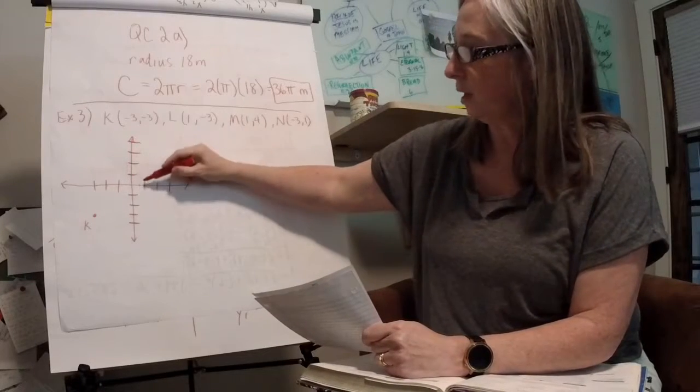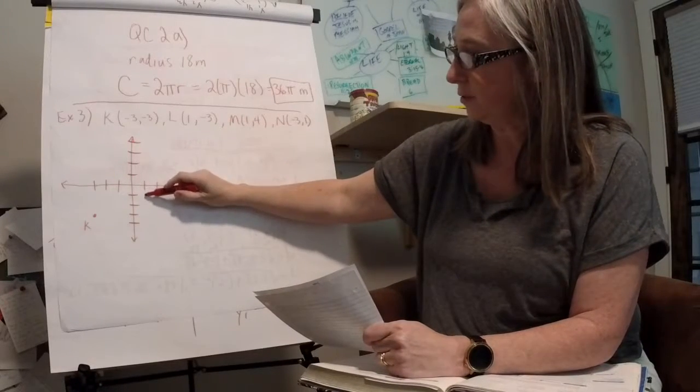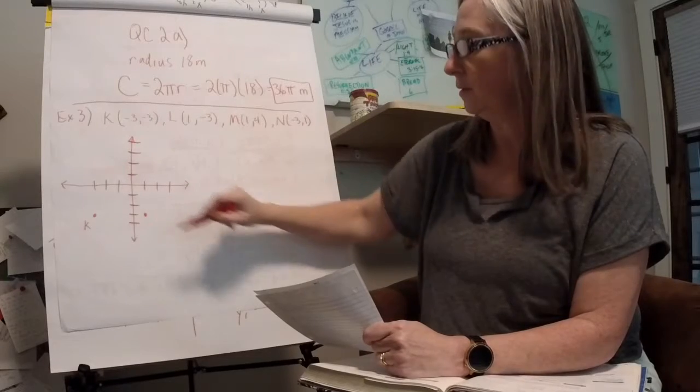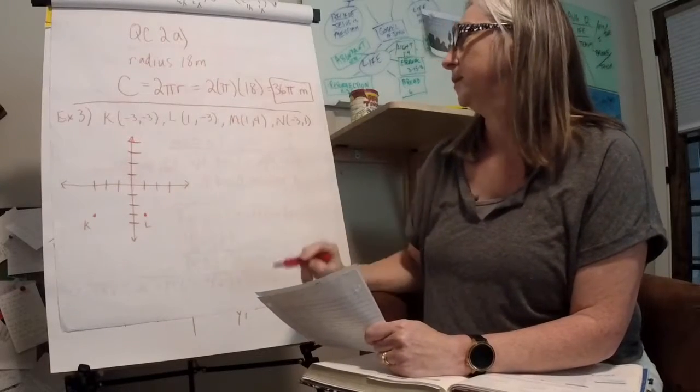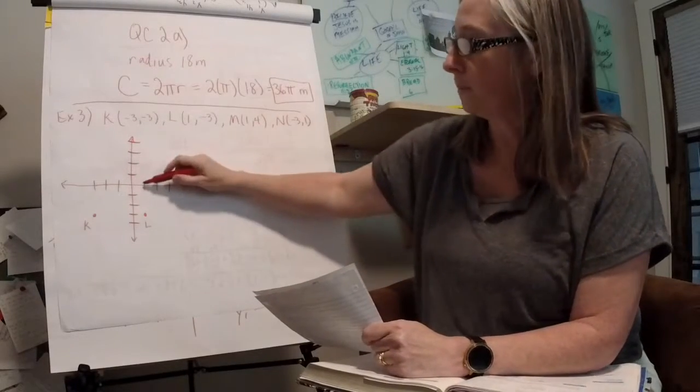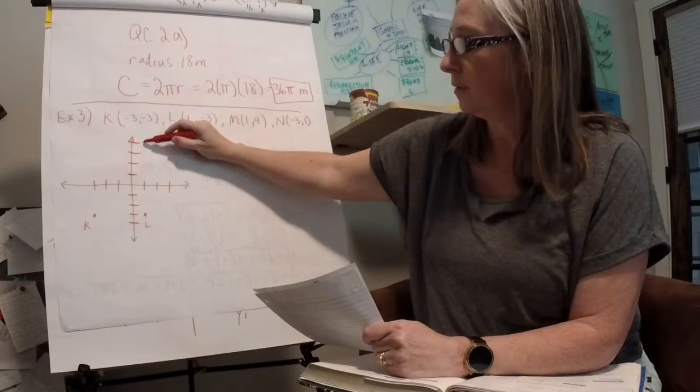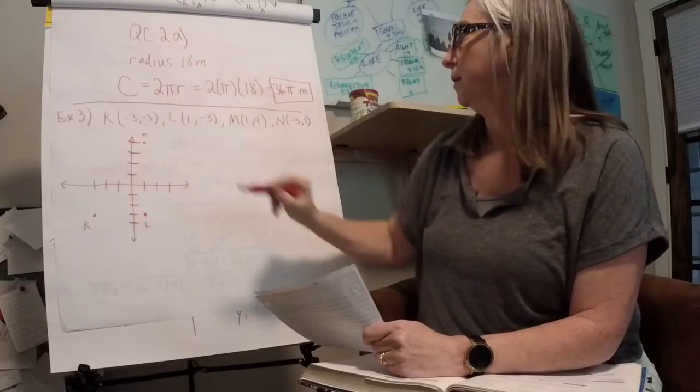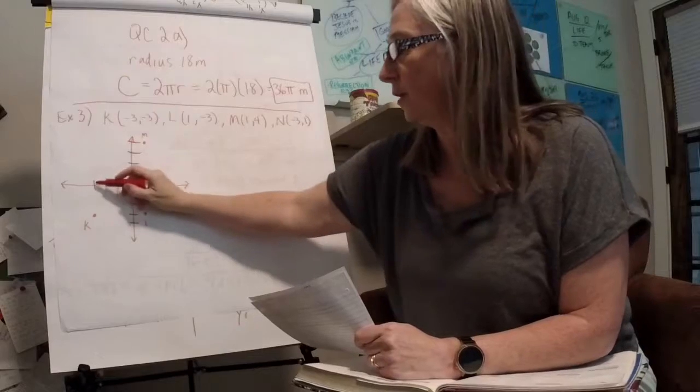L is +1, -3, so 1, 2, 3 down. So M is 1, 4, so that's up here. And N is -3, 1.